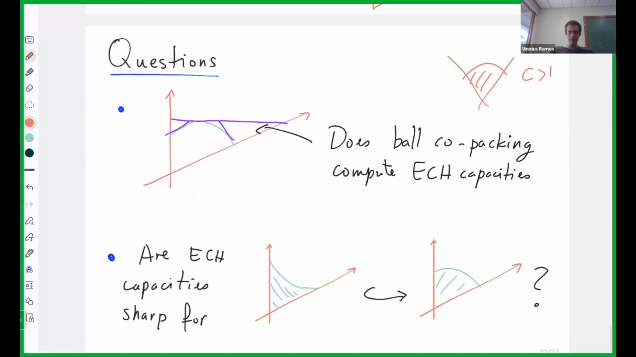And then I guess the last question is, are ECH capacities sharp for embedding these lenticular concave toric domains into the lenticular convex toric domains?